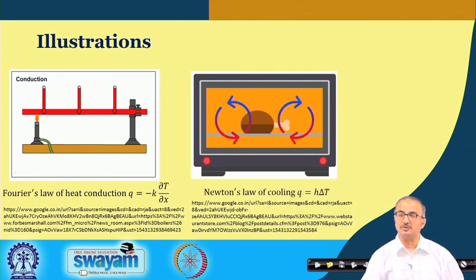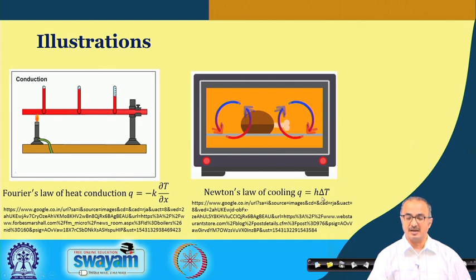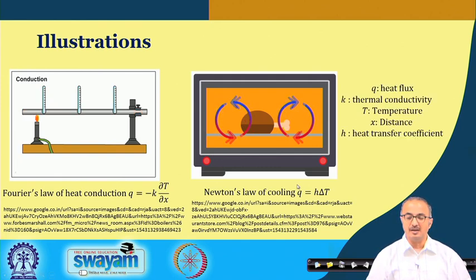And this kind of situation also you have studied, and perhaps you know Newton's law of cooling, in which you put this particular equation for heat flux, in terms of the heat transfer coefficient and the delta T, that is the temperature difference between the source and the material that is getting heated up. And here are the notations which are used in these equations: Q for heat flux, K for thermal conductivity, T for temperature, X for distance, and H for heat transfer coefficient.